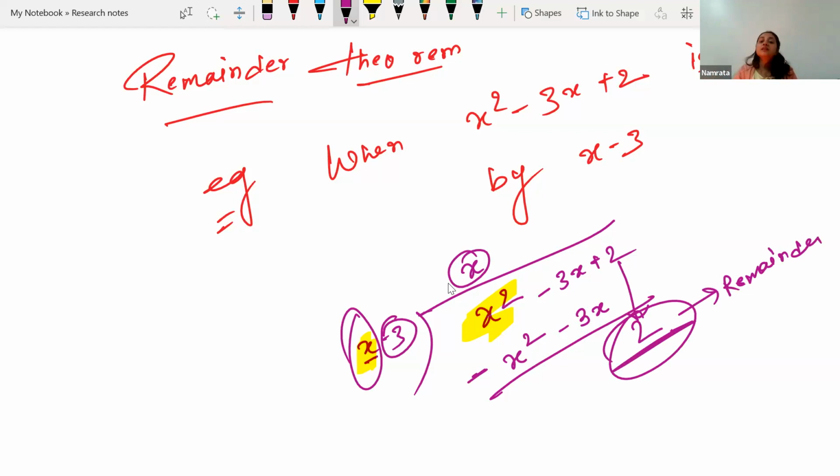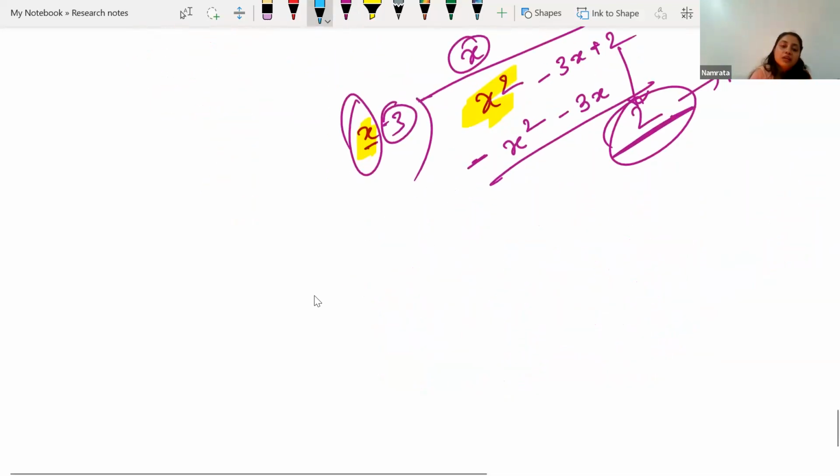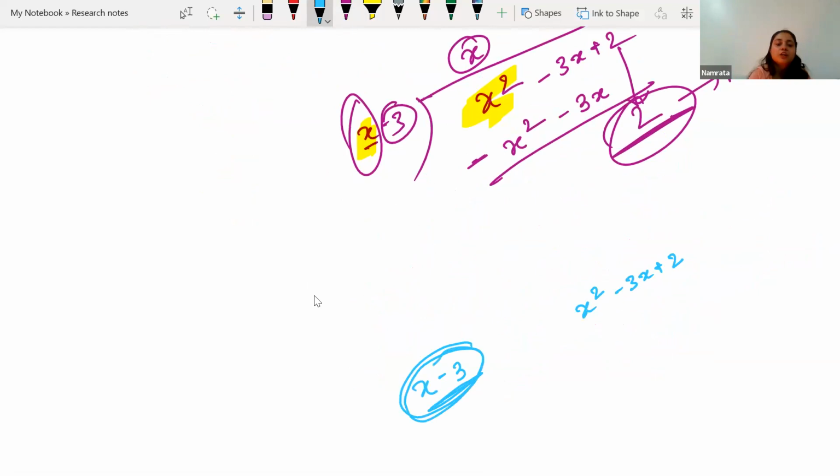Remainder theorem says rather than doing this long division method, which was quite short over here, but it can be long, directly we will get the remainder. How? There is one magical formula, one magical process. What is that magical process? If you have to divide x square minus 3x plus 2 by x minus 3, then first find the zero of this polynomial.